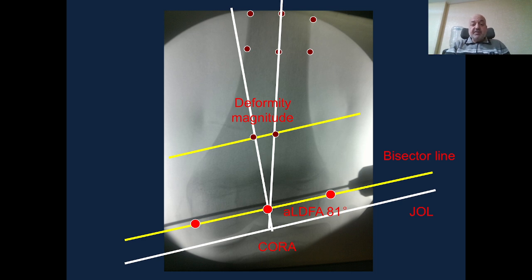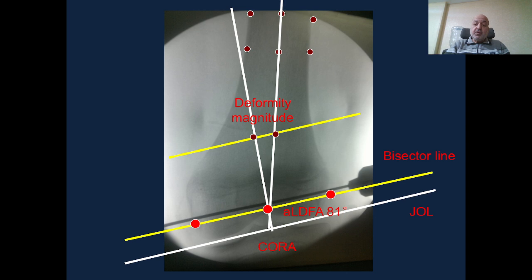In a case of distal femur valgus deformity, we draw the joint orientation line and locate the site of the CORA by drawing the mechanical axis or the anatomical axis of the distal femur and the needed mechanical axis or anatomical axis. So the CORA in most cases is located intraepiphyseal. Practically, we can never do the osteotomy intraepiphyseal, so we have to do a metaphyseal osteotomy. So we have to do osteotomy rule 2.